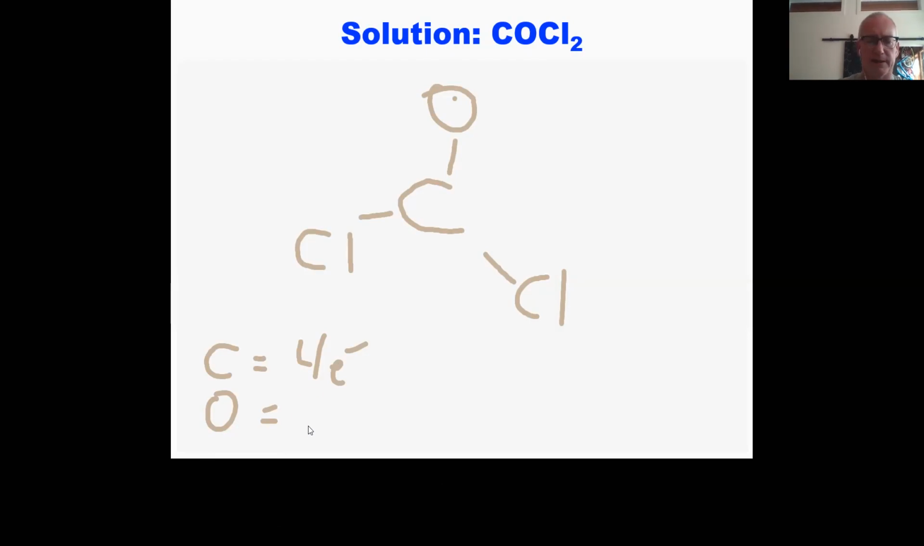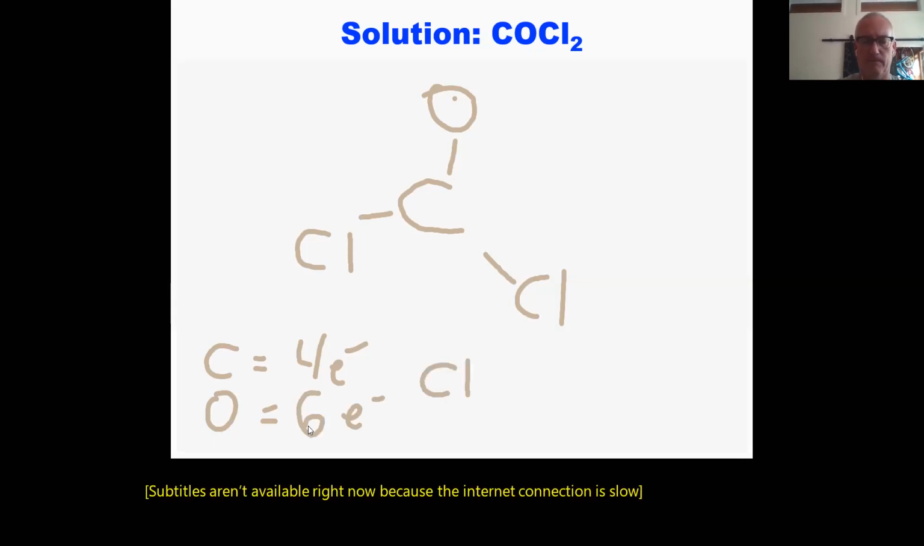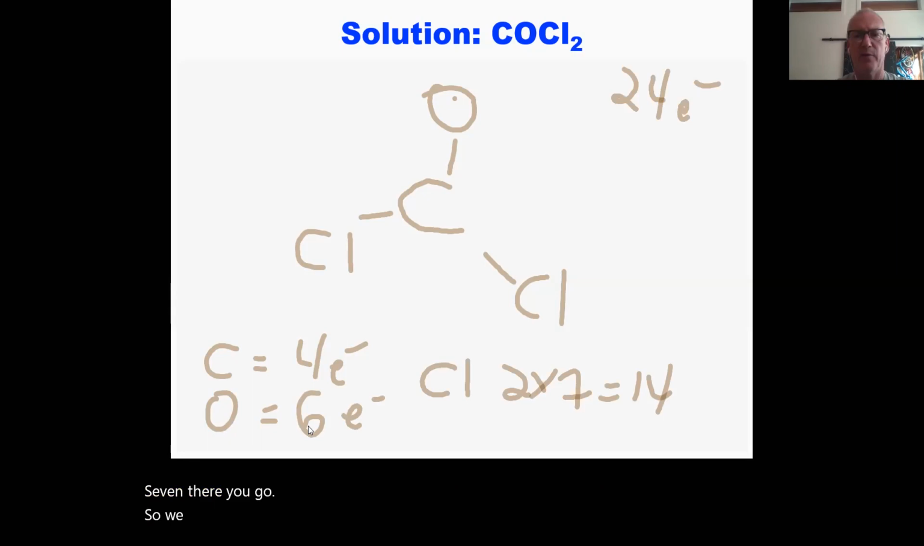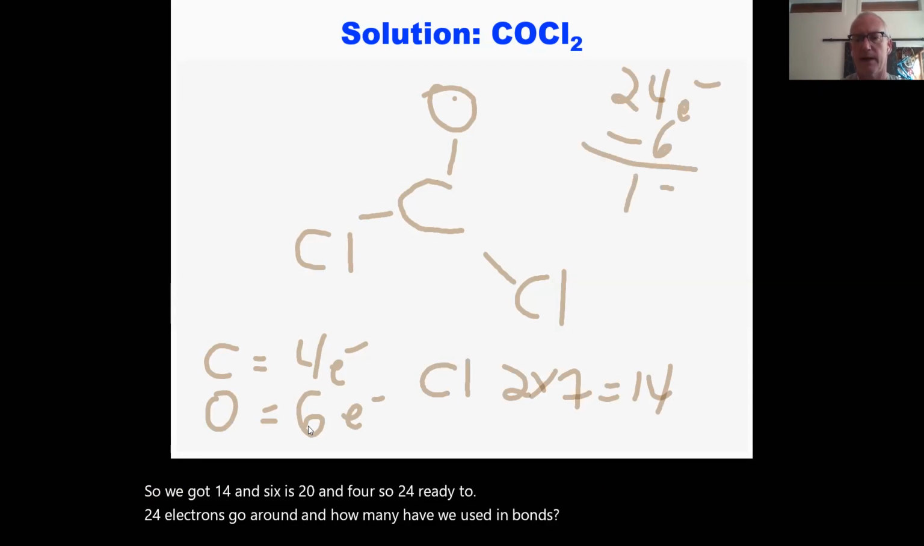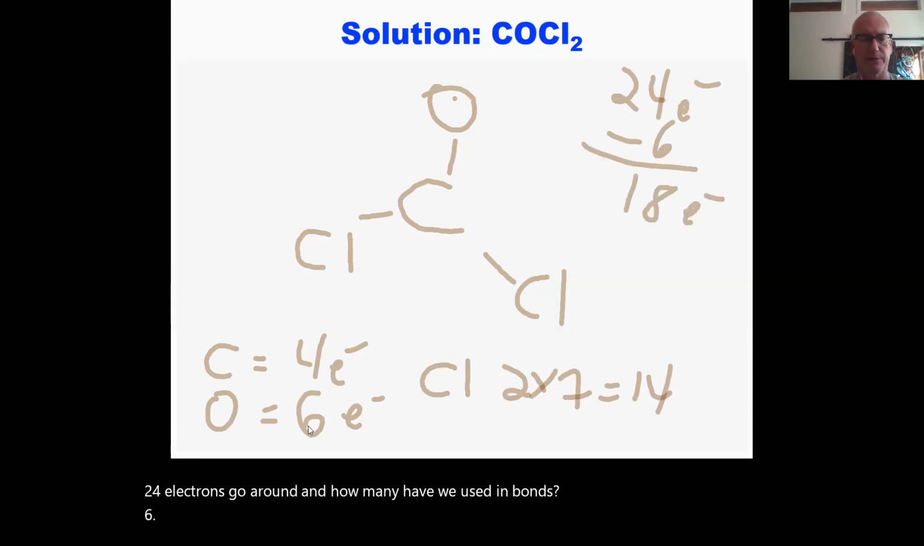6. And chlorine? 7. There you go. So we got 14 and 6 is 20 and 4. So 24. We do 24 electrons go around. And how many have we used in bonds? 6. 18. So we've got 18 left over. So as usual, decorate the outside.